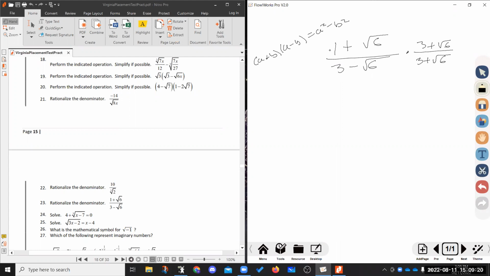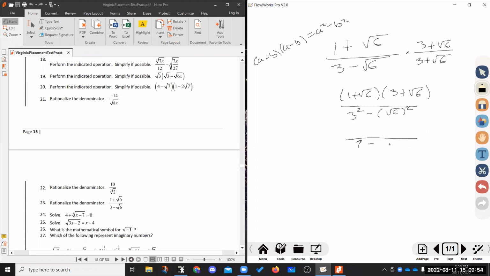So this is the only way to make sure I'm not going to end up with a middle term and that I'm going to get rid of any square root signs, because the perfect square is going to square the part that has the square root and get rid of it. So my denominator here now is going to be 3 squared minus the square root of 6 squared. And in my numerator, I have 1 plus root 6 times 3 plus root 6. We'll simplify that in a second.